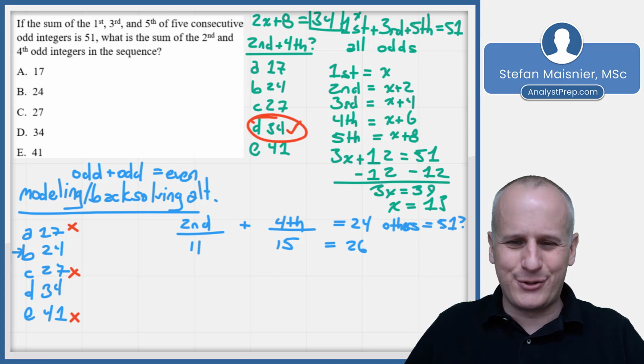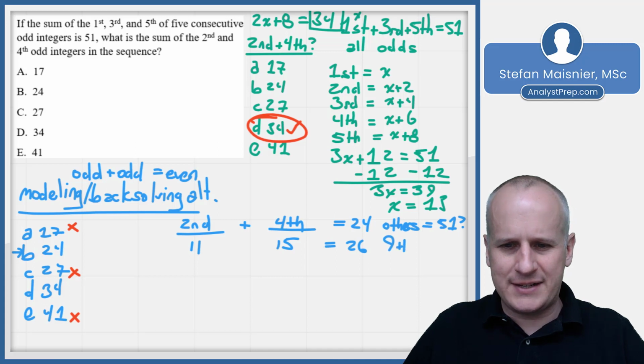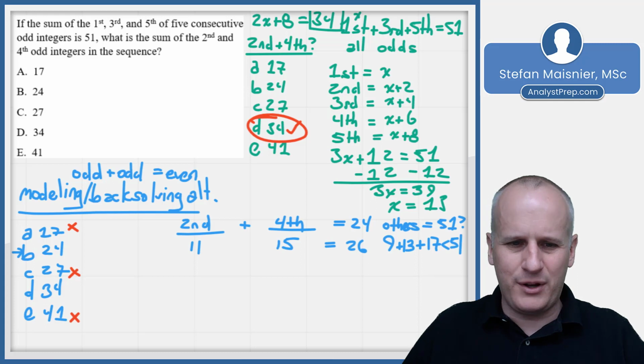And so it's not even possible to get to a 24 here, actually. And if we look at the others around this, my first would be 9 and then 13 and then 17. And that's going to be way too small for 51. So I can eliminate this logically. And on the exam, I'd go ahead and select 34 right now.